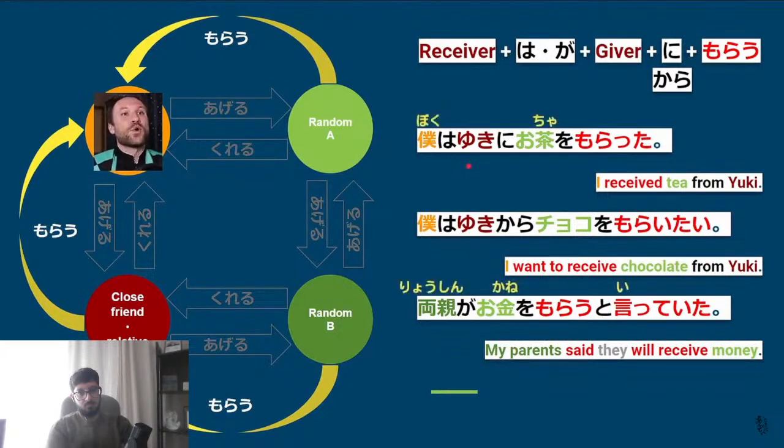So let's go over some morau sentences. They're actually the exact same sentences. We just reverse them so that we can use morau. So, boku wa Yuki ni or Yuki kara ocha o moratta. I received tea from Yuki.